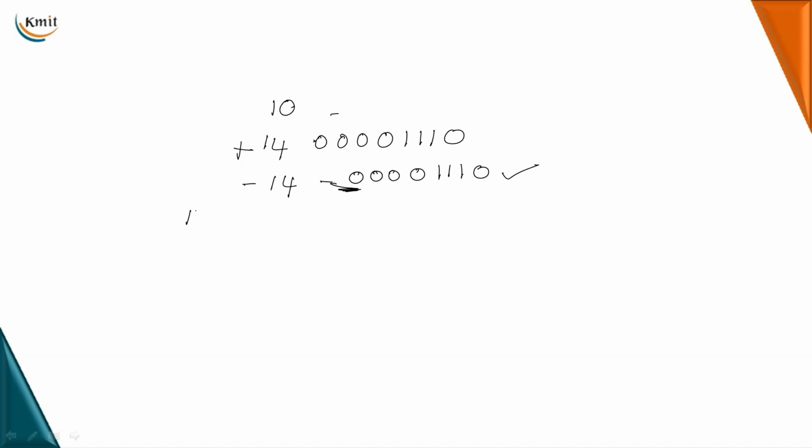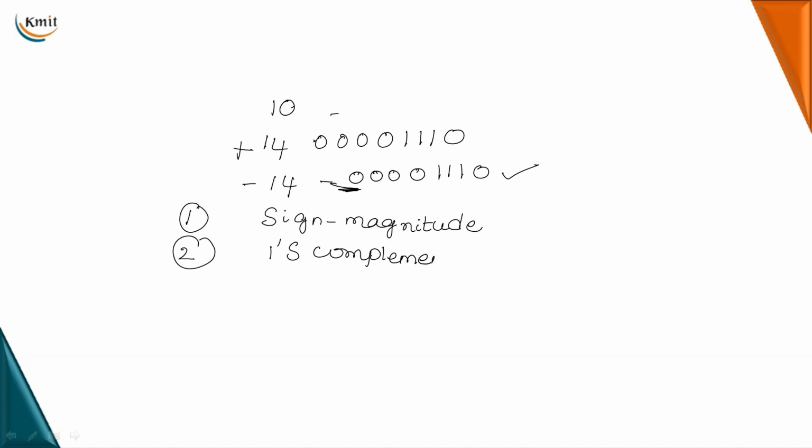So they can be represented in three ways. One is using a sign magnitude representation, and the second method of representing a negative number is a ones complement representation, and the third method of representing a negative number is two's complement representation. So when a negative number has to be represented in a computer system, it can be represented using any of these three methods. But a positive number can be represented as it is.